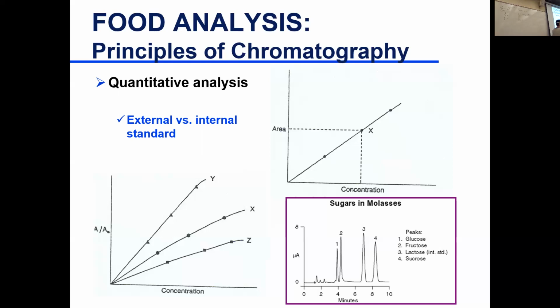This is a standard curve for, let's say, glucose, fructose, and sucrose. So here are three standard curves. You don't have to plot three standard curves on one graph; I'm just showing you. It would be three separate ones. That means I'm using the area ratio. It's the ratio of the area of the actual standard over the area of the internal standard.